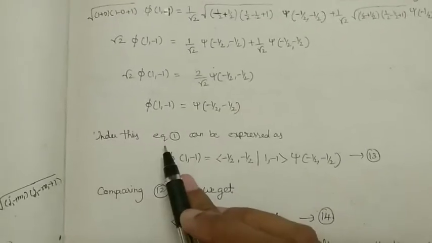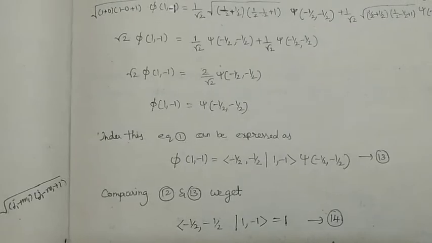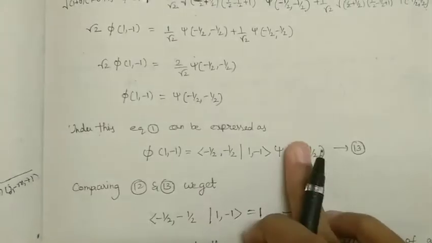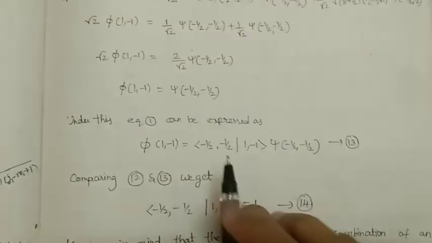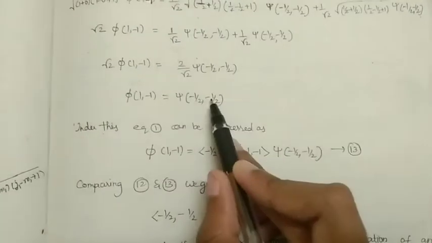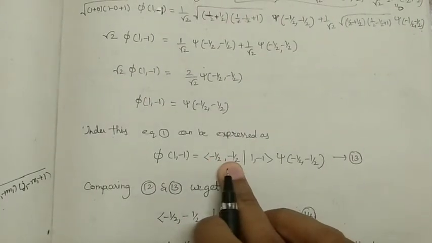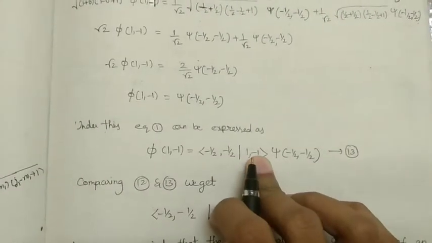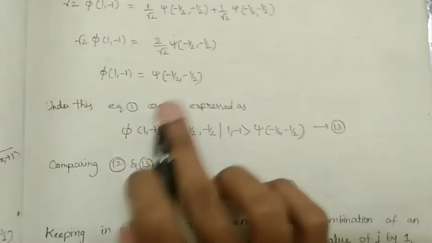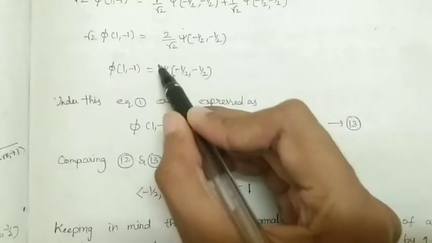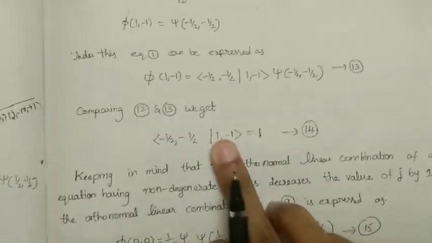So under this equation 1, we need to express this in the form of equation 1. So phi expressed as a summation of uncoupled functions. So here minus half comma minus half is being converted into 1 comma minus half. So minus half comma minus half converted into 1 minus 1 comma minus half. So this is the Clebsch Gordan coefficient form. So comparing 12 and 13, this is the 12th equation same as this, and 13, if you see here there is nothing, there is 1. So this is equal to 1. This is also another Clebsch Gordan coefficient.